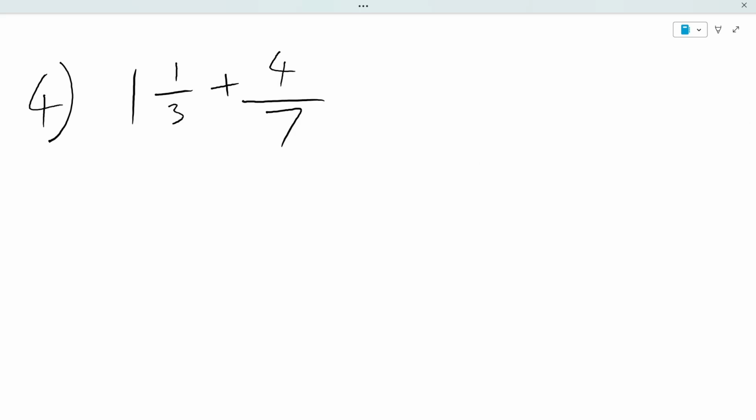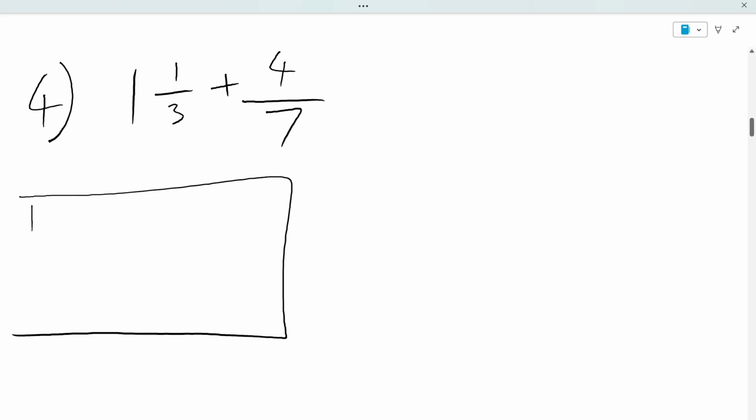What happens though if, say, I have mixed numbers? Well, you don't want mixed numbers. Mixed numbers are annoying to add up, so we want to change everything to improper fractions, which we've done in previous videos. So if you want a little side note, and we want to convert 1 and a third to an improper fraction, we do the 1 times 3, which is 3, plus the 1 gives us a 4 on the numerator, and a 3 on the denominator. So this is equal to 4 thirds plus 4 sevenths.